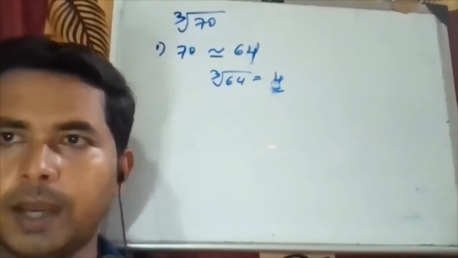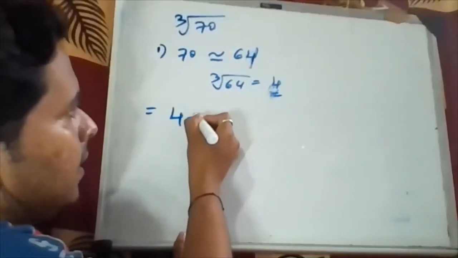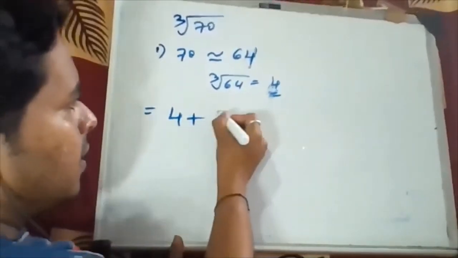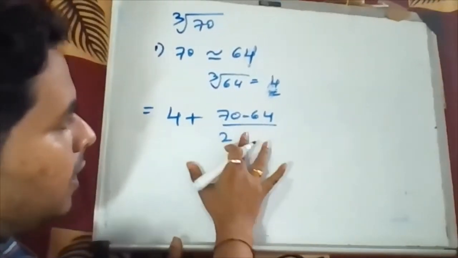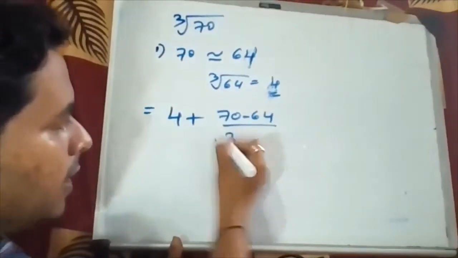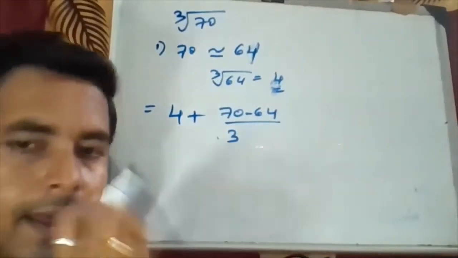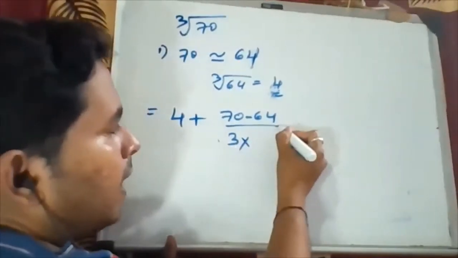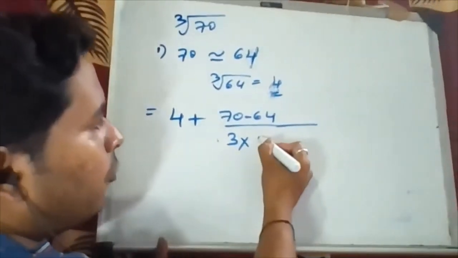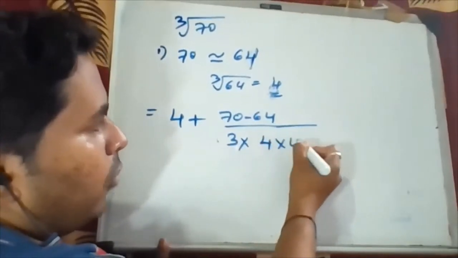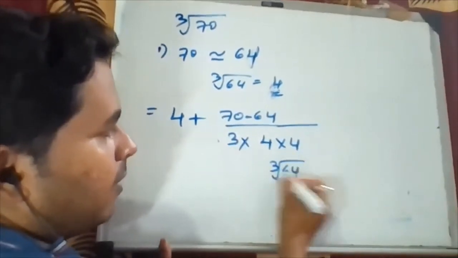नाउ व्हाट यू हैव टू डू, अप्लाई द सेम मेथड. क्या करना है इधर, टेक अ 4 प्लस, हियर टेक अ डिफरेंस 70 minus 64, but here instead of 2, इधर 2 नहीं लेना है, instead of 2 take a 3. That's the difference. Instead of 2 you take a 3, and here multiply क्या करना है, 4 नहीं लेना है. So इधर 4 नहीं लेना है, 4 square लेना है, like 4 into 4, और नहीं तो a लेना है. ए भी सेम ही होता है.